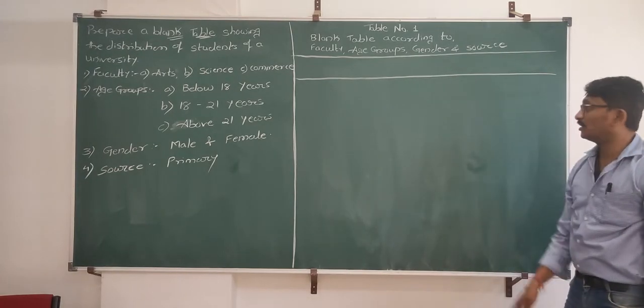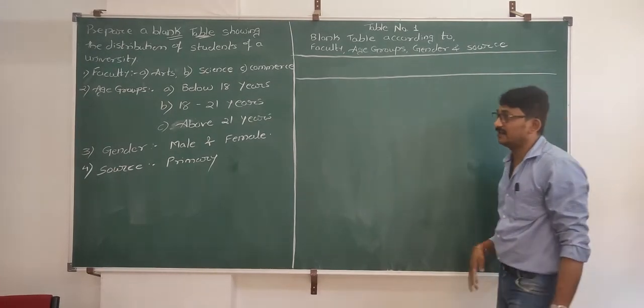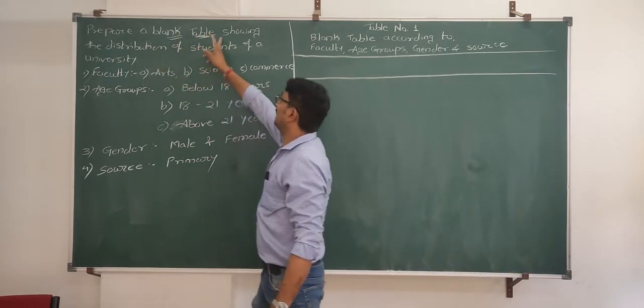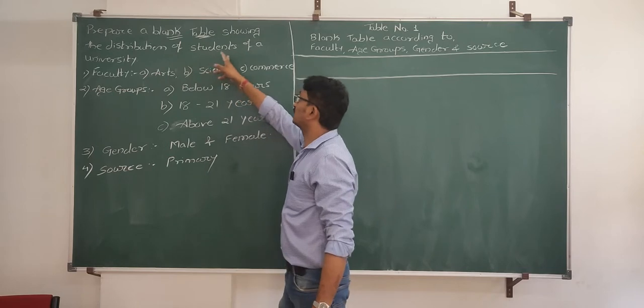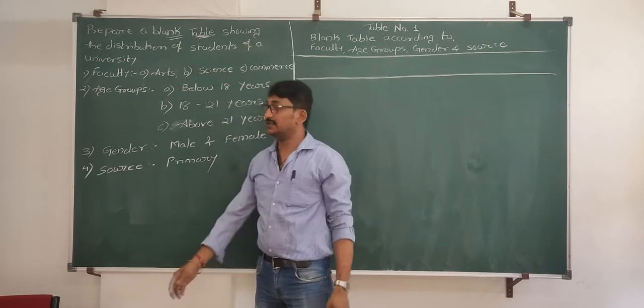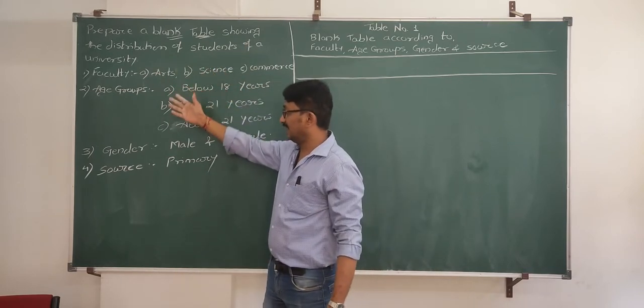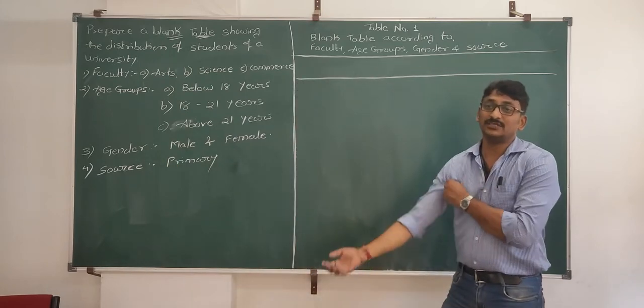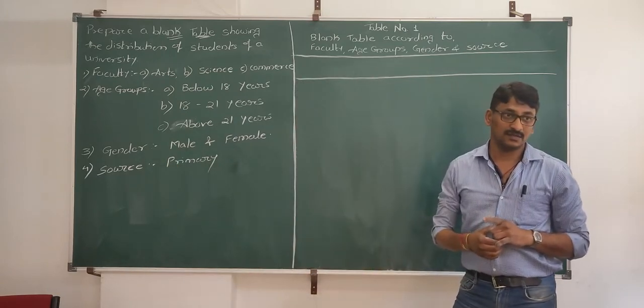Now, important, read the question very carefully. I will read out once again if you want. We have to prepare a blank table showing the distribution of students of a university. Then they are given faculty, age group, gender and sources. What is the first information we have to take under this?